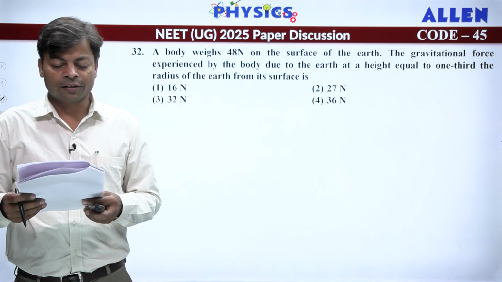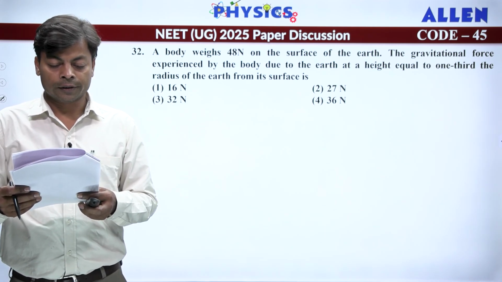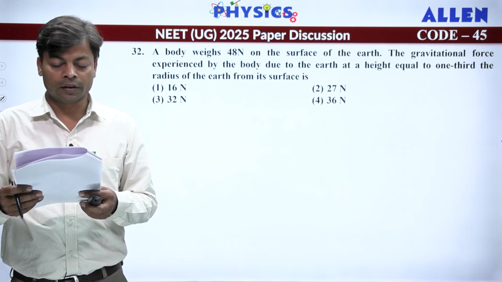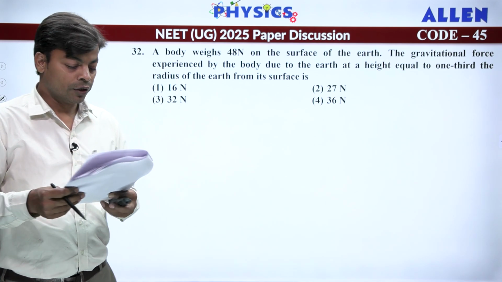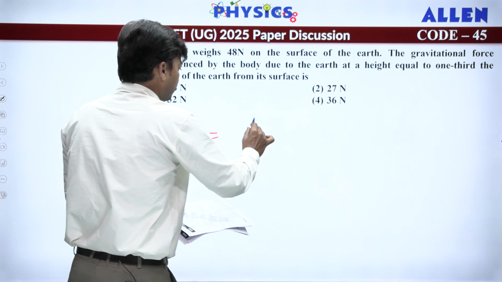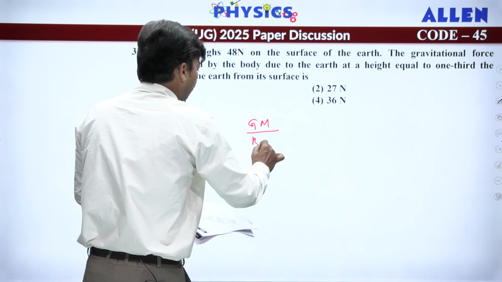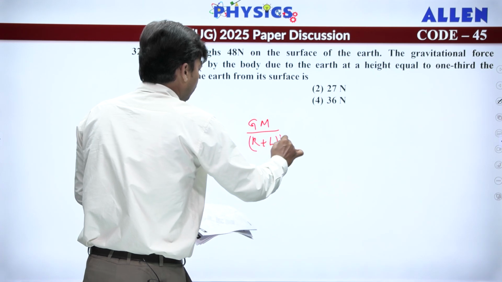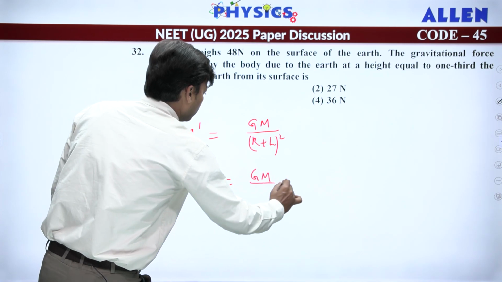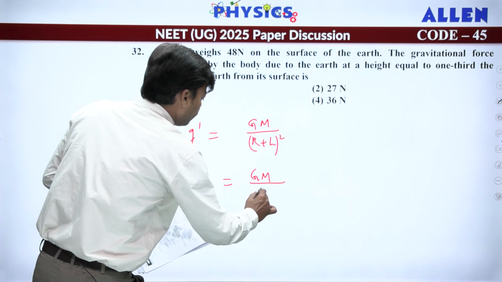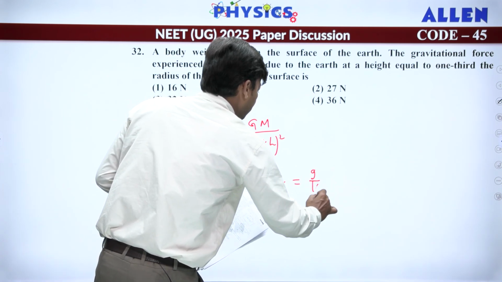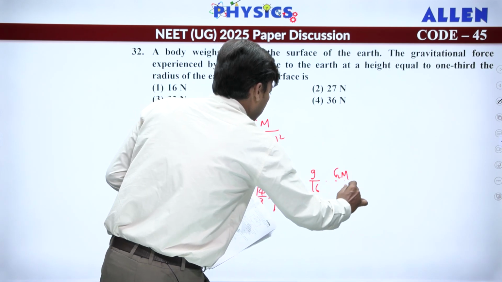It says a body weighs 48 Newton on the surface of Earth. The gravitational force experienced by the body due to Earth at a height equal to 1/3 the radius of Earth from its surface is. So here g dash will be GM upon (R plus h) the whole square, and h is given as R by 3. So it is GM upon (4 by 3 R) the whole square, which is 9 by 16 GM upon R square.